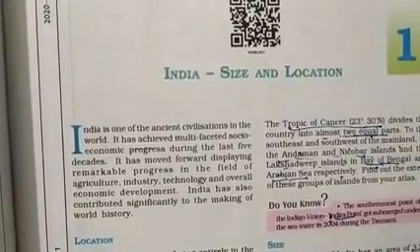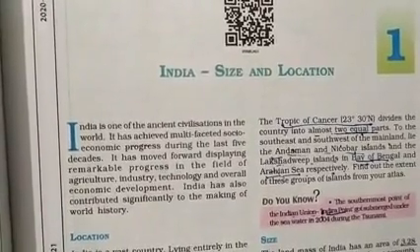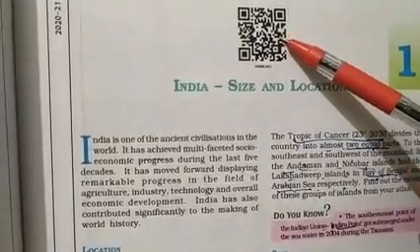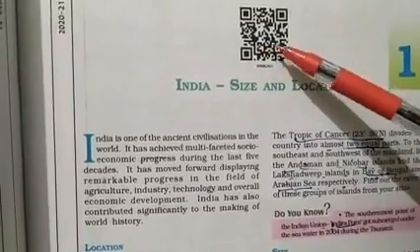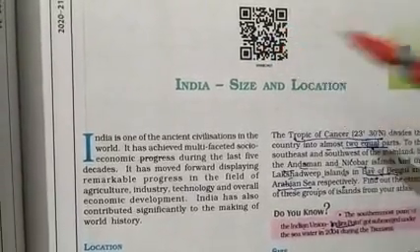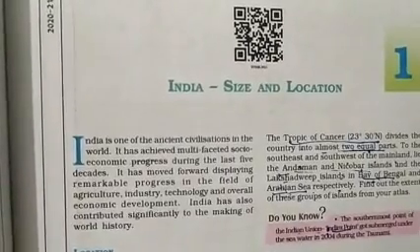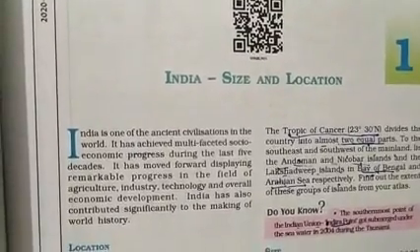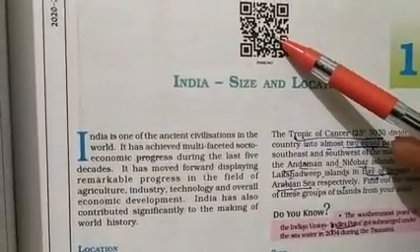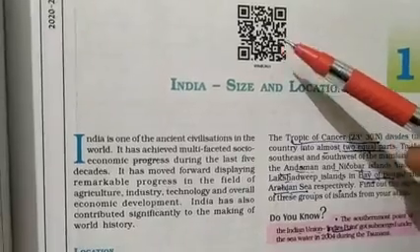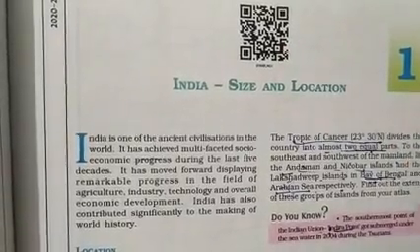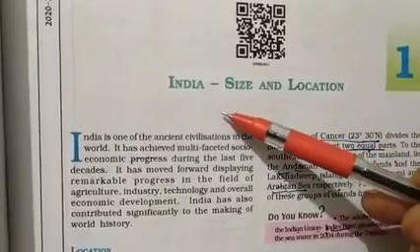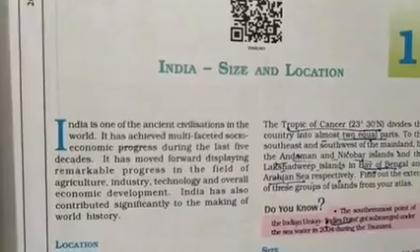From today we are going to read chapter 1st. Chapter 1st is India, size and location. You can see this scan mark, and if you scan this you can get a very interesting video and study material from the NCERT portion. You can scan this scanner mark and see a lot of interesting material. So chapter 1st is related to India, size and location.